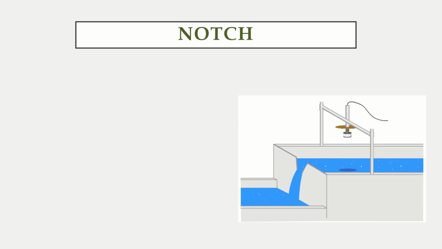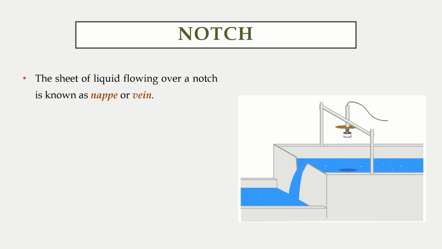The sheet of water which is flowing over the notch is called the nappe or vein. If you see this, this is a notch, and the sheet of water which is flowing is called the nappe or vein, and this bottom part of the notch is called the sill or the crest. Usually notches are made from metallic plates.